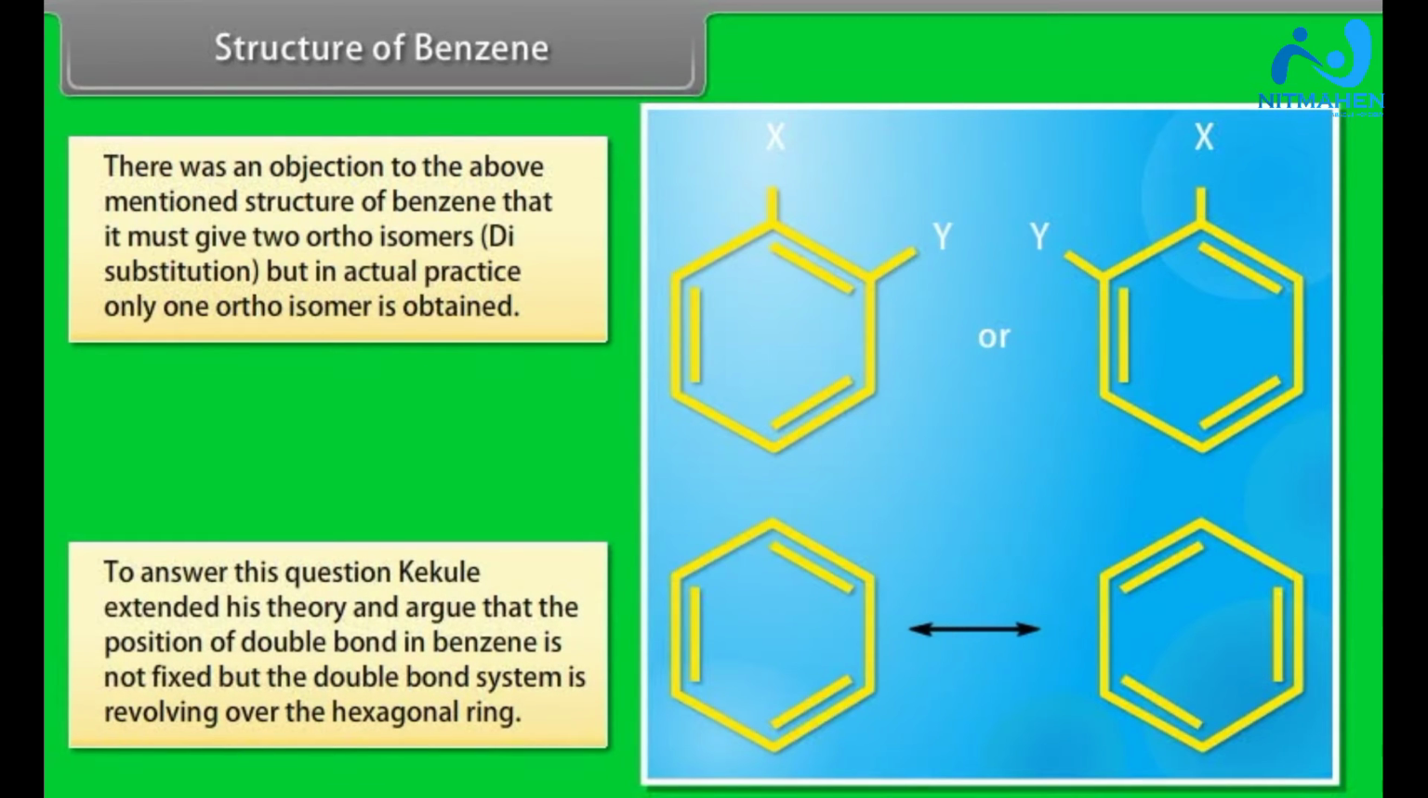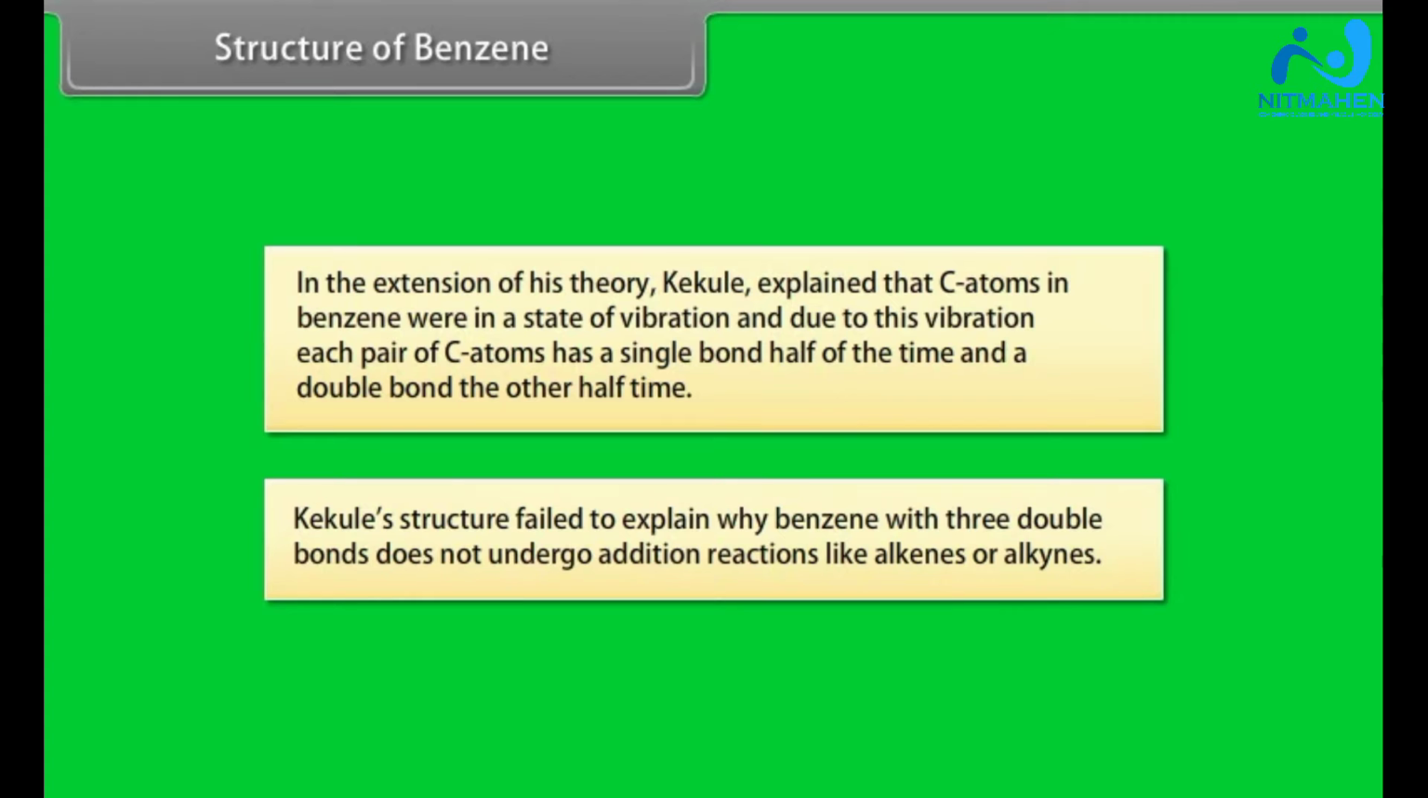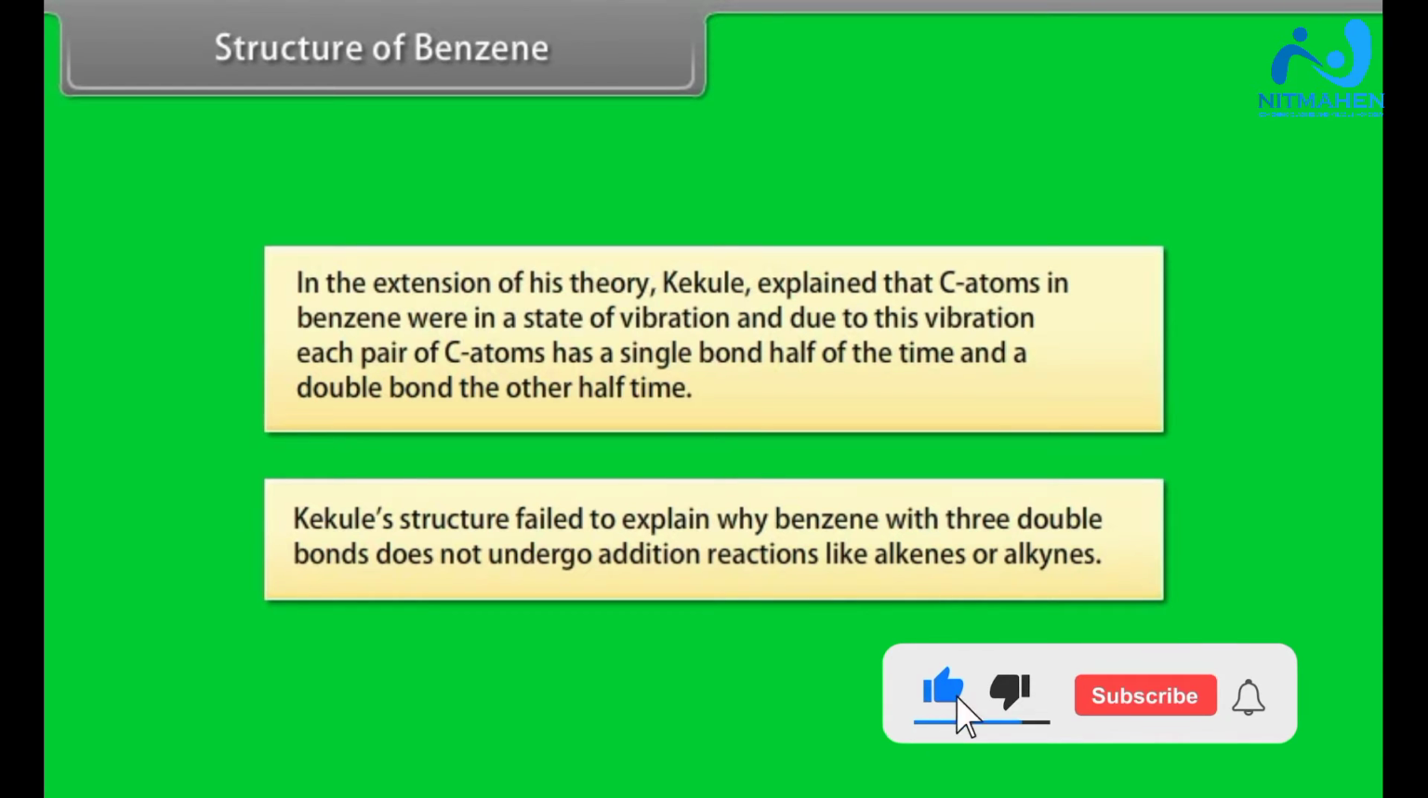To answer this question, Kekulé extended his theory and argued that the position of the double bond in benzene is not fixed, but the double bond system is revolving over the hexagonal ring. He proposed the given structures and said that all C-C positions have a partial double bond character. In the extension of his theory, Kekulé explained that C atoms in benzene were in a state of vibration, and due to this vibration, each pair of C atoms has a single bond half of the time and a double bond the other half of the time. Kekulé's structure failed to explain why benzene with 3 double bonds does not undergo addition reactions like alkenes or alkynes.